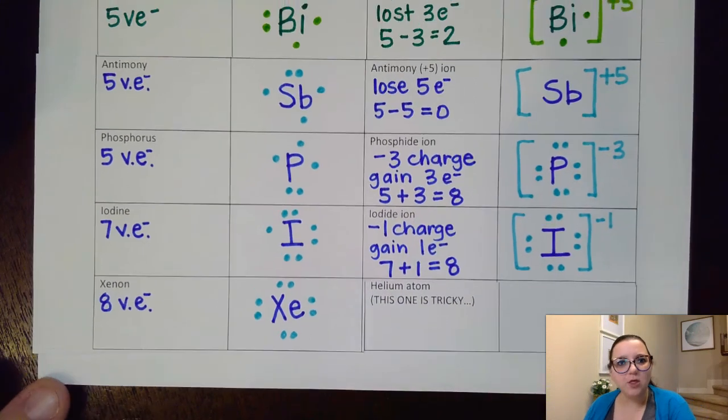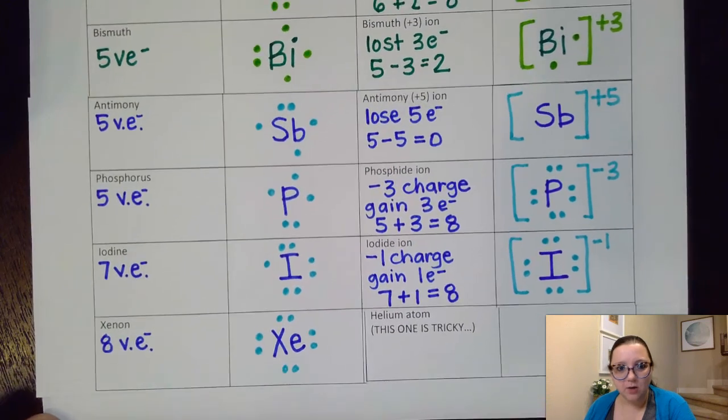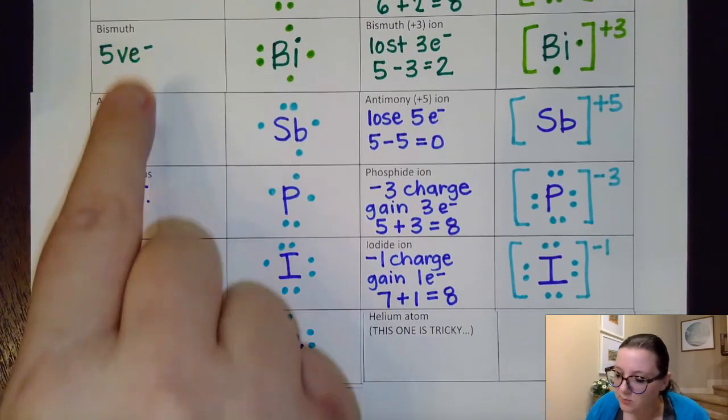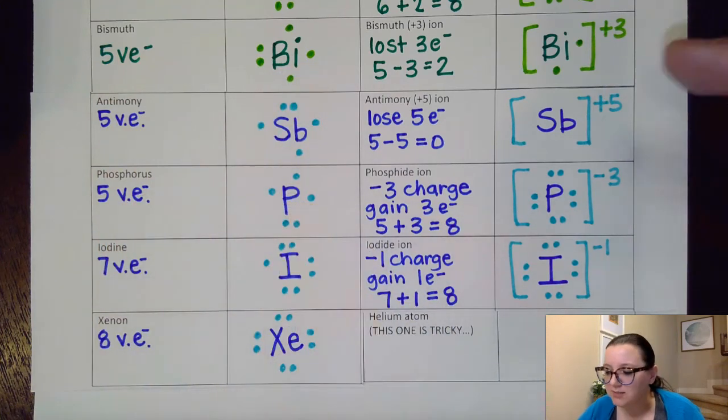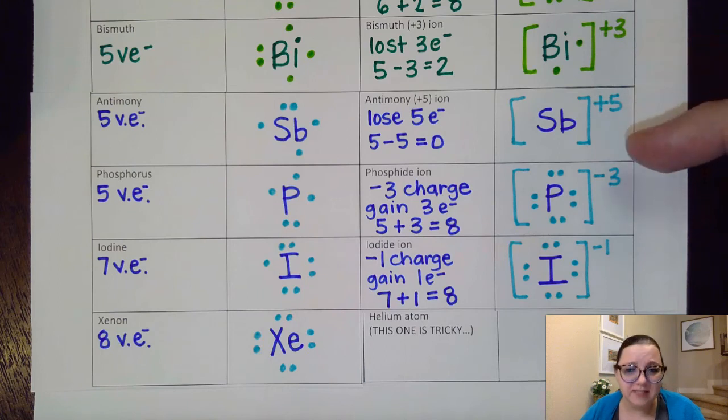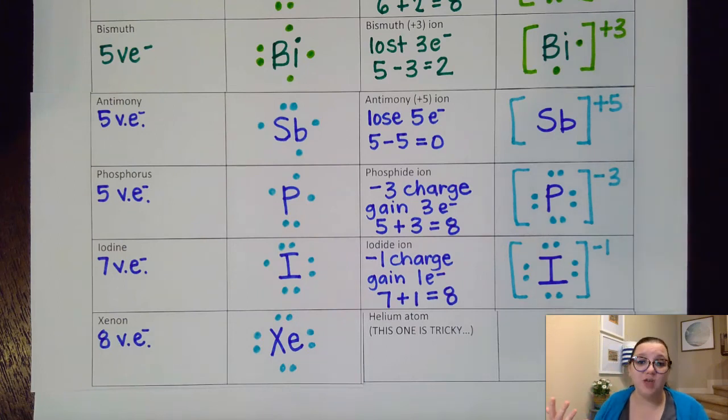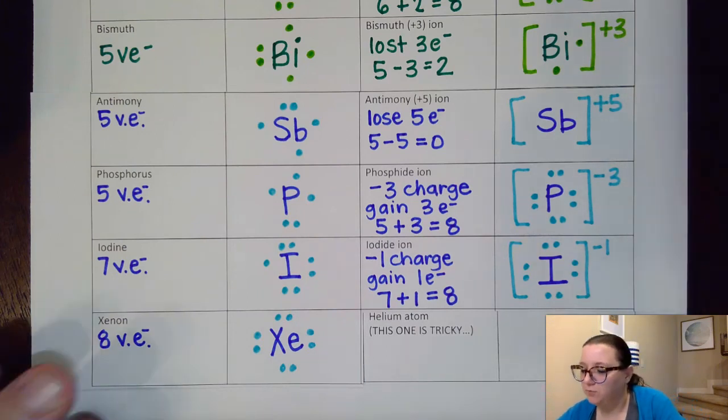So you notice we had 3 different atoms here. We had the bismuth, we had the antimony, we had the phosphorus that all start off with 5 valence electrons. But you notice as ions, they all looked very different because of what charge they had. So we have to be really careful with that.